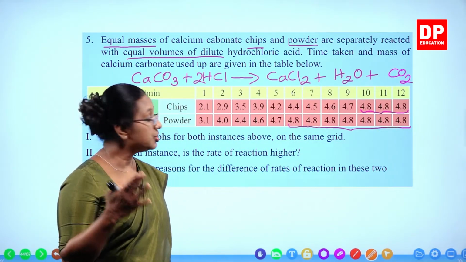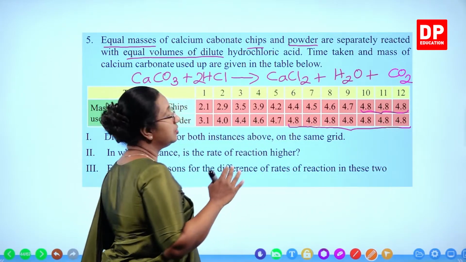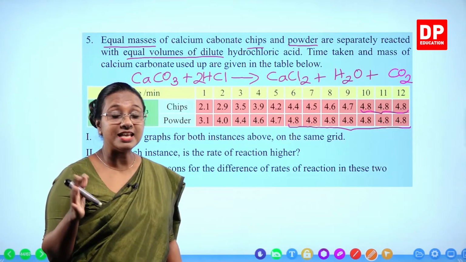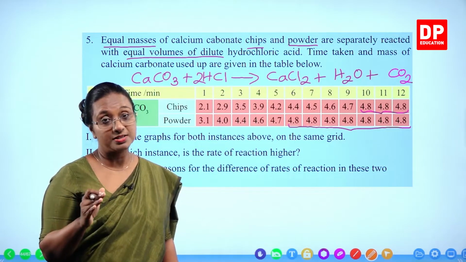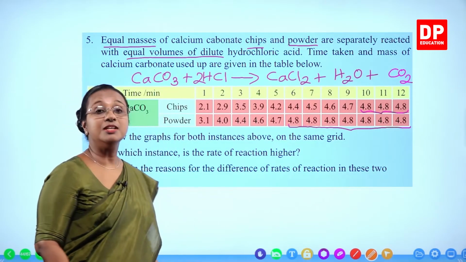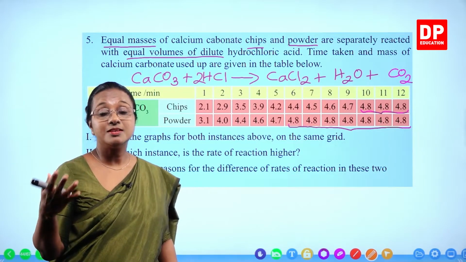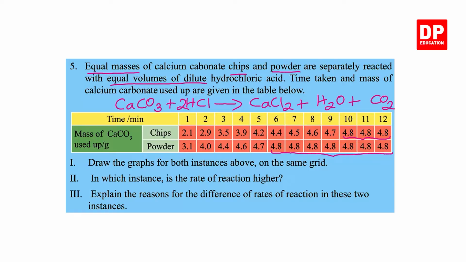So when you use chips, it took 10 minutes. When you use powder, it took 6 minutes. So from that itself, you can understand when you use powder, the rate of reaction is faster compared to using chips. You know the reason. When it is powder, the surface area of reactants is high. Because of that, the rate of the reaction is high.